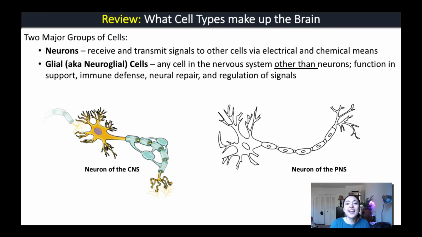There are two major groups of cells that make up your brain tissue. These are neurons and glial cells. Neurons are responsible for receiving and transmitting signals to other cells via electrical and chemical means. On the other hand, glial cells, which are also called neuroglial cells, are basically any cell in the nervous system other than neurons. They function in support, immune defense, neural repair, and regulation of signals.